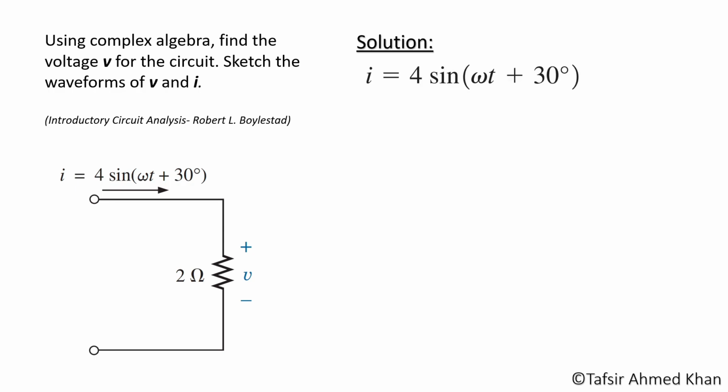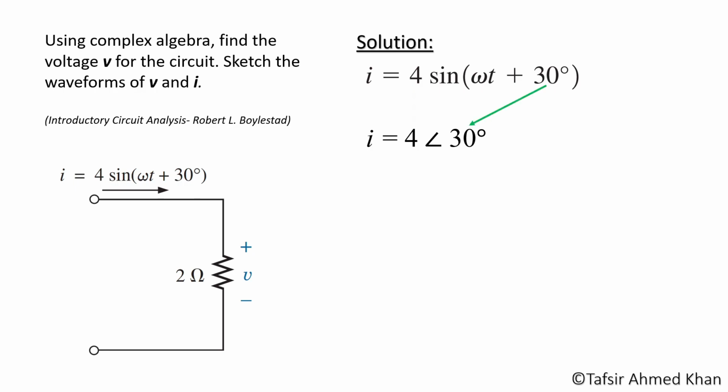At first we need to process the equation of small i, that is the current. So here i is equal to 4 sine omega t plus 30. If we convert this into phasor form, it will be 4 angle 30. Now this is an instantaneous equation, so we will be using the peak value. We will not calculate the RMS value because we are not told to find the power. So 4 will directly go there, and the angle with omega t will be our angle.